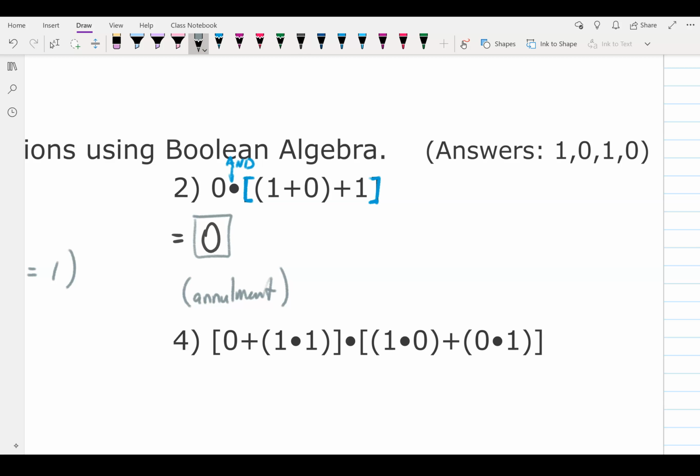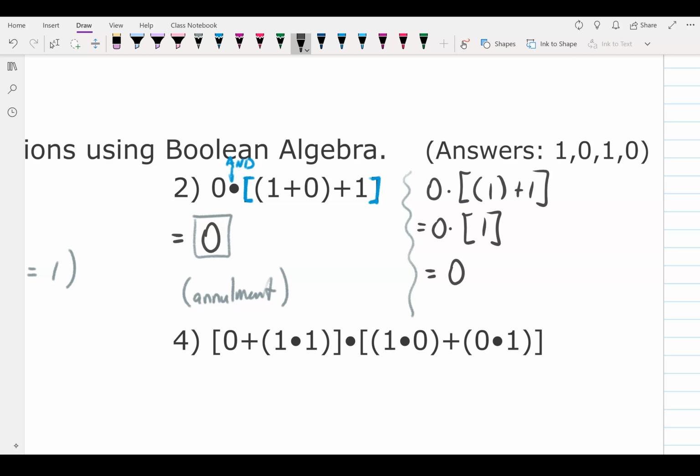But let's just say you didn't notice that. So let's see what would happen. 1 plus 0 in the brackets gives a 1 plus 1. 1 plus 1 in those brackets. 1 plus 1 is 1 in Boolean. And 0 and 1 is 0. So in a couple different ways, we see that the answer must be 0.